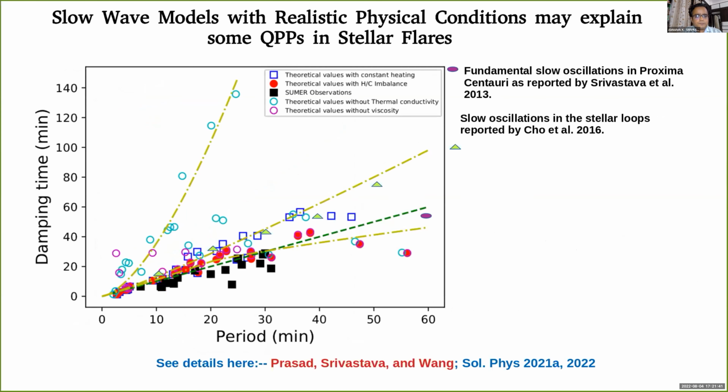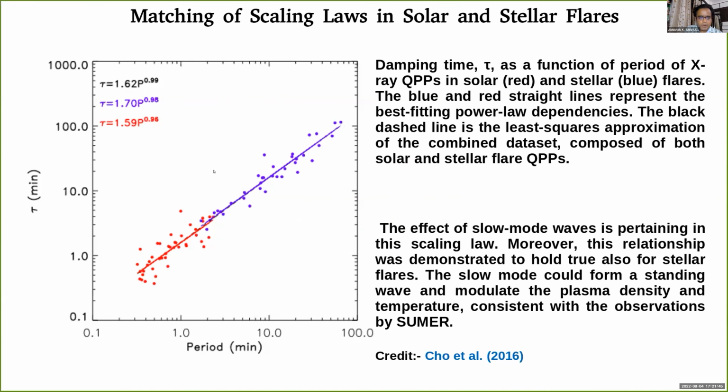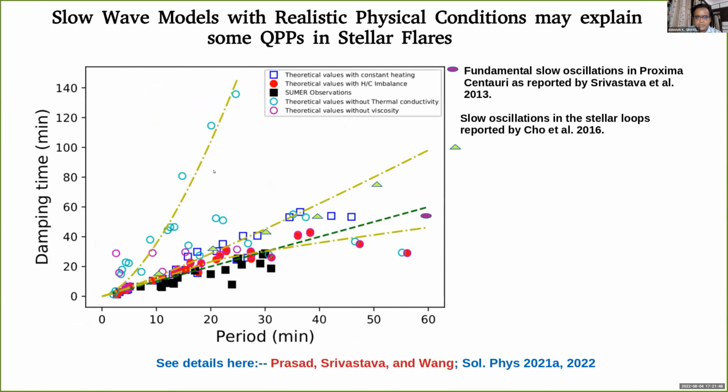You can see here one theoretical curve, in addition to the observations given by Cho. This is based on the linear theory of slow waves, including all dissipation effects like thermal conduction, viscosity, radiation, and heating-cooling imbalance. This was done by my student Prasad, and Tongjiang Wang was the collaborator here. In this graph you can find lots of interesting information. First is this dotted green line, which is the tau equals P line.